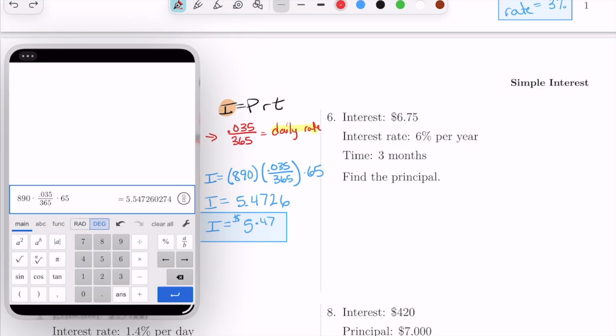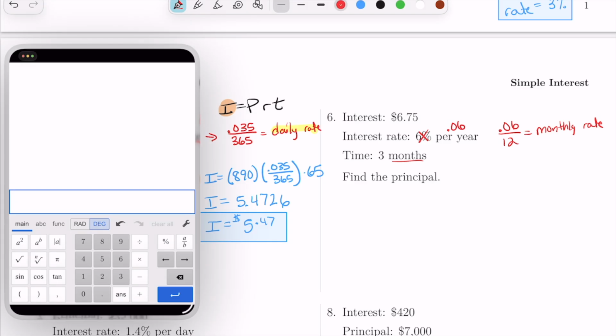First thing I'll do is I'll write this as 0.06 per year, and I want to change it into months, so I would say 0.06 over 12 equals our monthly rate. And I'll just leave it like that. Now this does work out okay, but I'm just going to leave it as 0.06 over 12. That's how I'll write it as well.